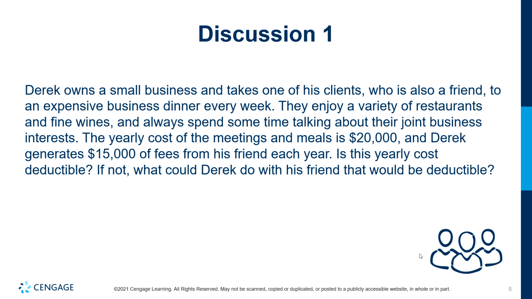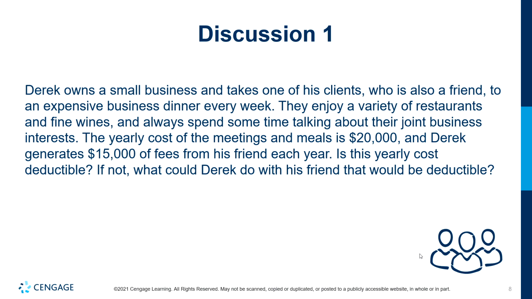Even by that, it would seem like he's operating at a loss. Anyway, is this yearly cost deductible? If not, what could Derek do with his friend that would be deductible? Okay. Again, think of what you think of this situation. Write that down. Let's see what you get.